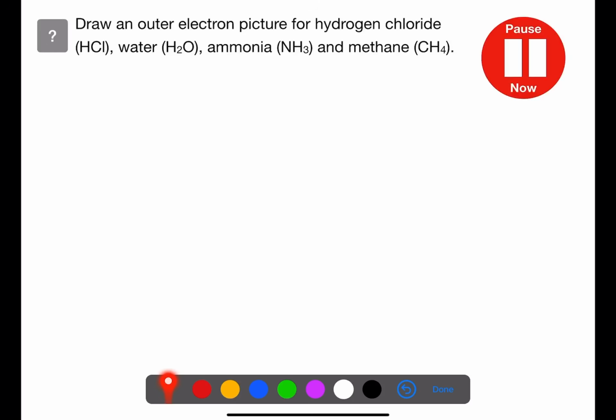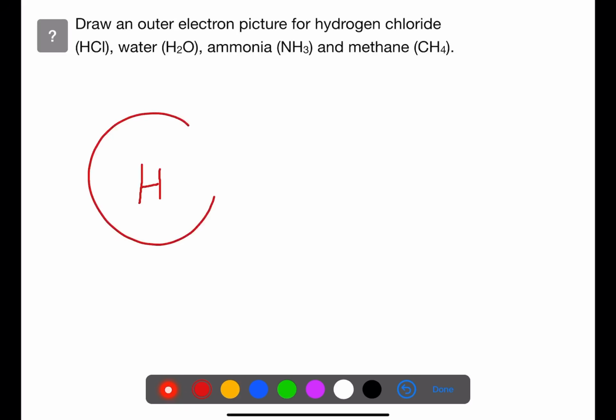Pause the video now and draw outer electron pictures for hydrogen chloride, water, ammonia and methane. Let's look at hydrogen chloride first. We have hydrogen, which has 1 electron. Chlorine has an electron arrangement of 2,8,7. We're only drawing the outer electrons.